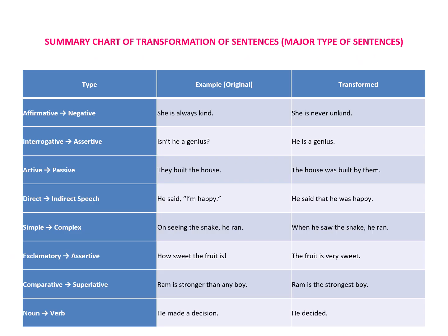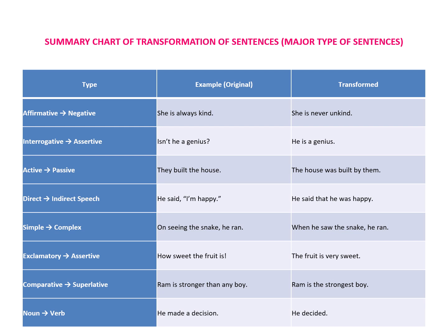Summary chart of transformation of sentences, major type of sentences. Type, example, original, transformed. Affirmative to negative: she is always kind. She is never unkind. Interrogative to assertive: isn't he a genius? He is a genius. Active to passive: they built the house. The house was built by them.